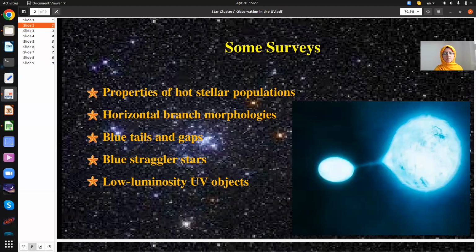Some scientists have done surveys about the properties of hot stellar populations in the galactic globular clusters in the UV: horizontal branch morphologies, blue tails and gaps, blue straggler stars, and low luminosity UV objects such as discovered optical companions to millisecond pulsars in binary systems.